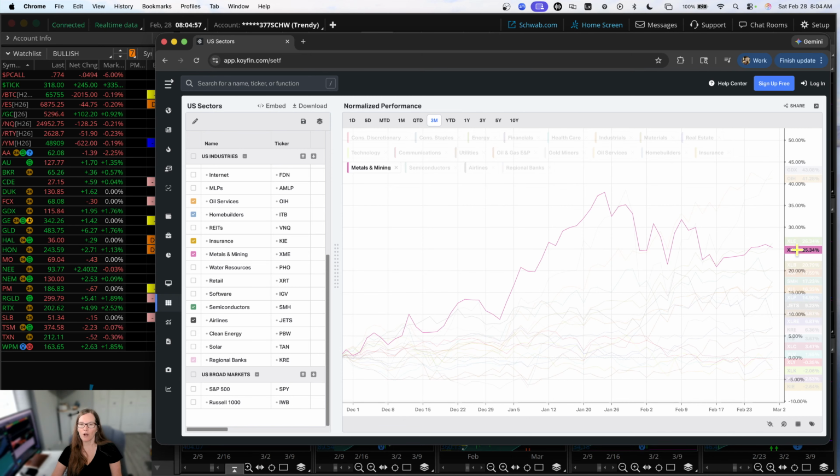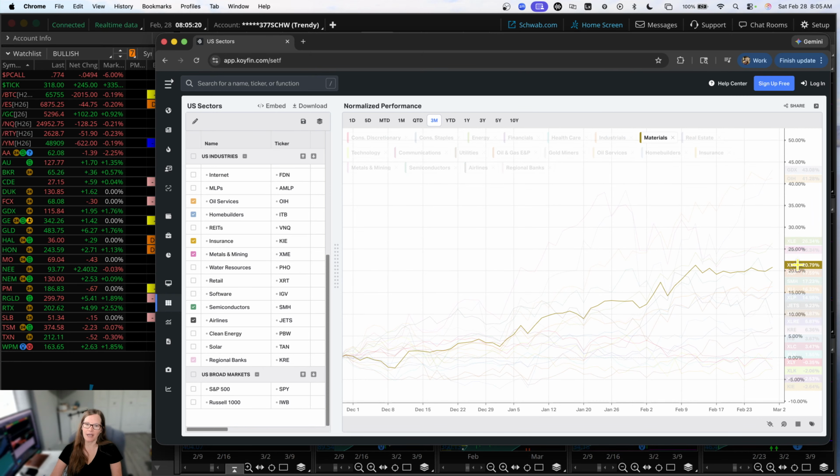Now, overall, if I were to measure this trend using Fibonacci, this would still be in the bull channel, the pullback. So metals and mining is still in a bullish trend for sure, but they're falling off as far as overall strength goes. So I need to point that out to you.